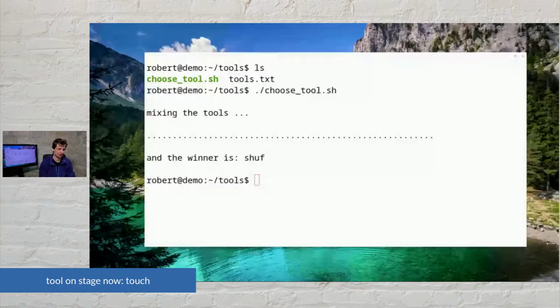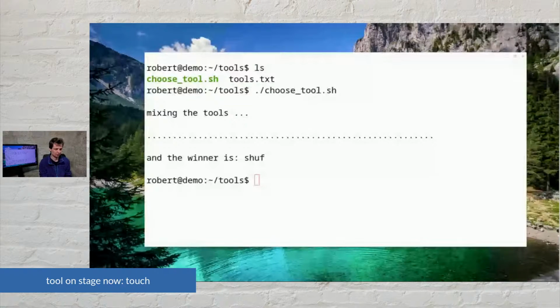Okay, so this is the way touch works to set simple timestamps. If you try to touch a file that doesn't exist, then touch will create this file for you.